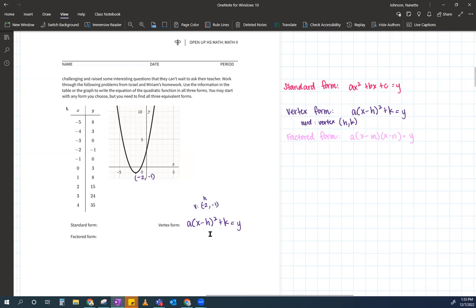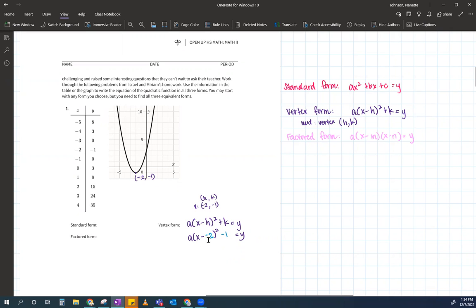So you want me to just plop it in there, Miss Johnson? Yes, please plop. So A parentheses X minus, and then I'm going to leave some space, parentheses squared, and then leave some space equals Y. So I'm going to put -2 in for H, and -1 in for K. A minus a negative is just plus. And if you look, I'm almost done.